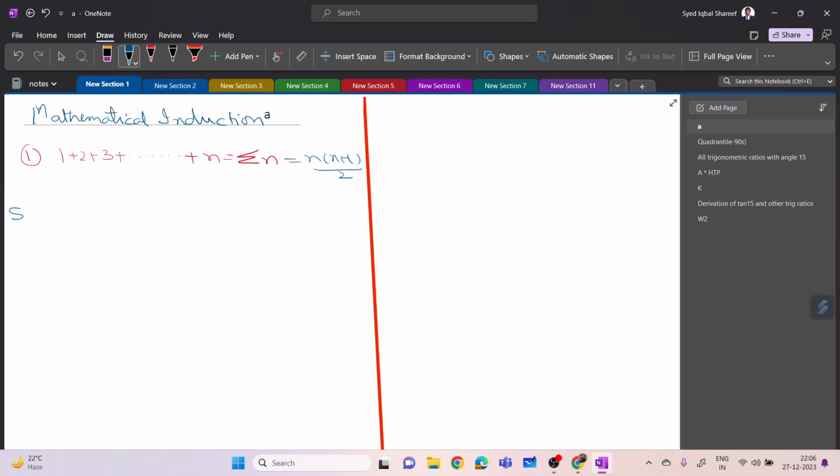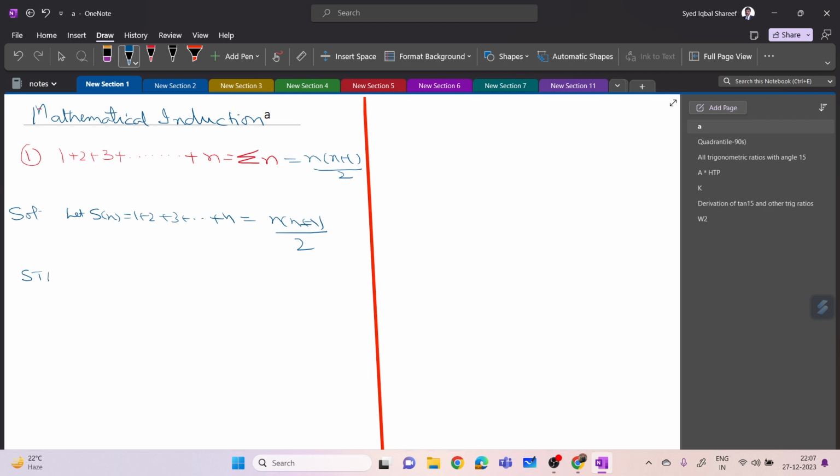Okay, so let S of n be 1 plus 2 plus 3 and so on up to n equal to n into n plus 1 by 2.